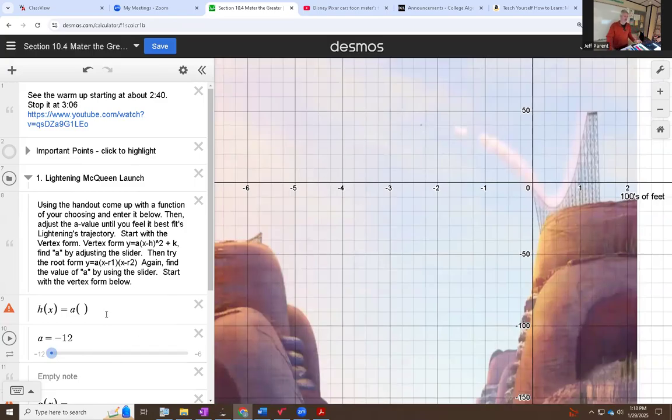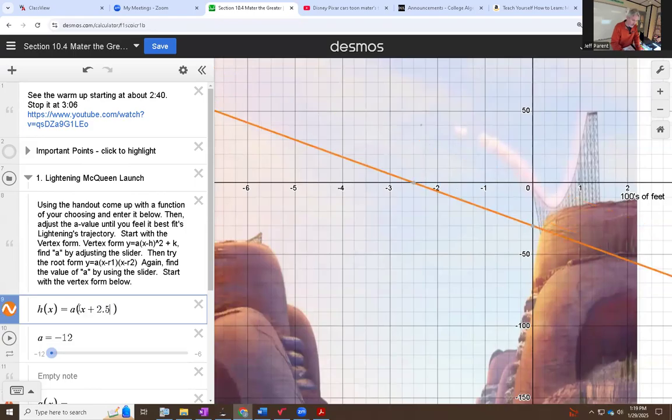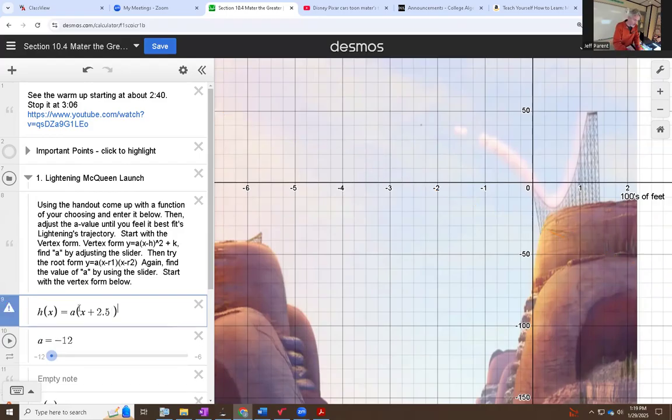What I want you to do is try and come up with the equation, in two forms. First, in vertex form, so that's going to be a times x minus something, squared, plus something. So let's do x minus a negative 2.5. That double negative is going to become positive 2.5. Then I'm going to hit the square key outside the parenthesis. Don't square just the 2.5. That's not too bad.